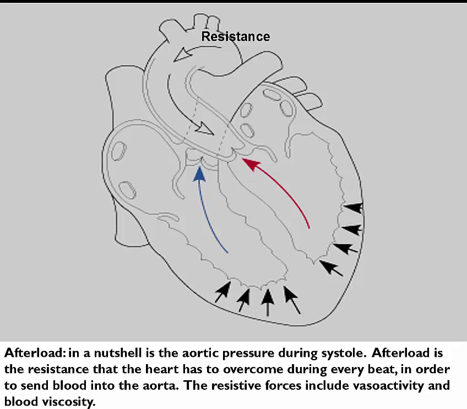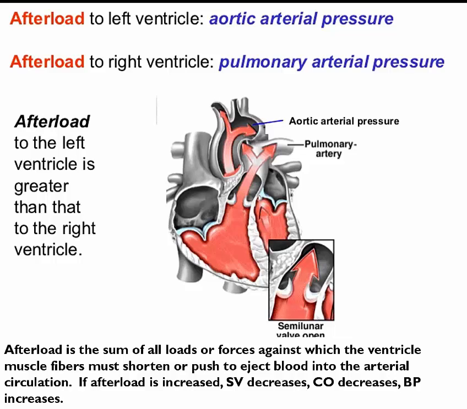Afterload in a nutshell is the aortic pressure during systole. Afterload is the resistance that the heart has to overcome during every beat in order to send the blood into the aorta. The resistive forces include vasoactivity and blood viscosity. Afterload to the left ventricle is aortic arterial pressure, and afterload to the right ventricle is pulmonary arterial pressure. Afterload to the left ventricle is greater than that to the right ventricle. Afterload, then, is the sum of all loads or forces against which the ventricle muscle fibers must shorten or push to eject blood into the arterial circulation.